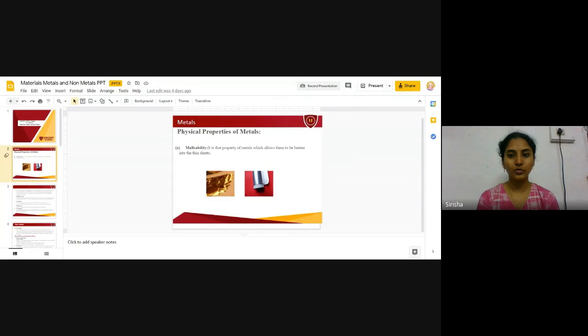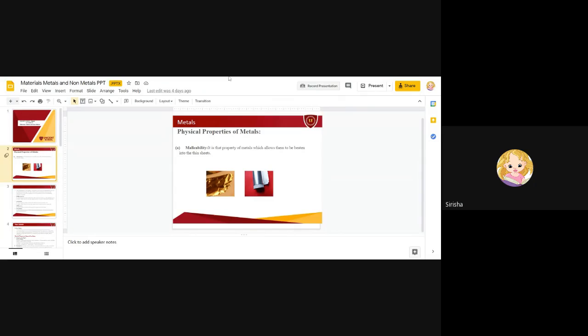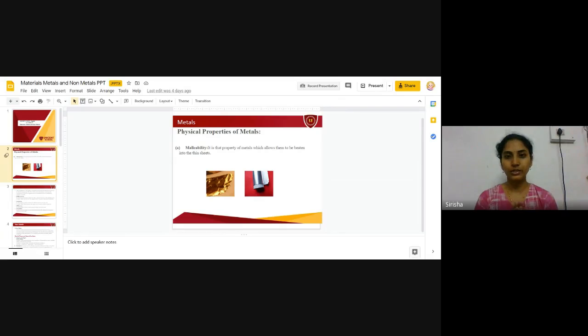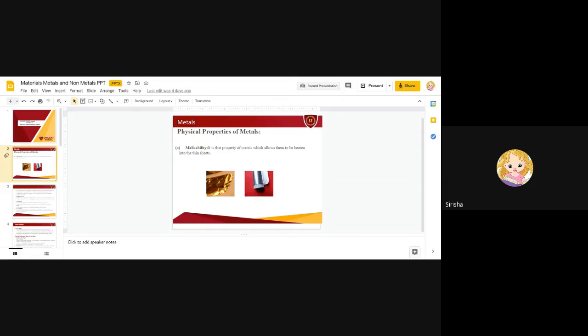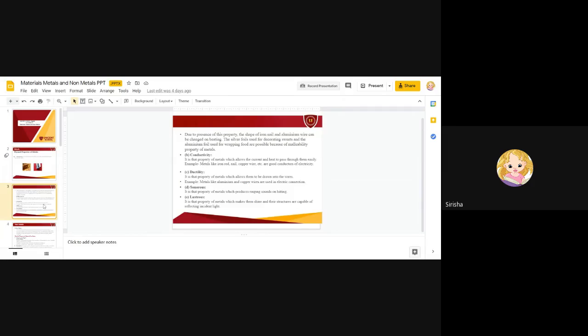In these metals, physical properties and chemical properties will be there for each element, whether it is a metal, metalloid, or non-metal. Okay, let us see what the physical properties are. Physical properties means those which we can distinguish by looking at them. That type of properties are called the physical properties. Okay, first one is malleability. It is the property of metals which allows them to be beaten into thin sheets. It is called malleability.